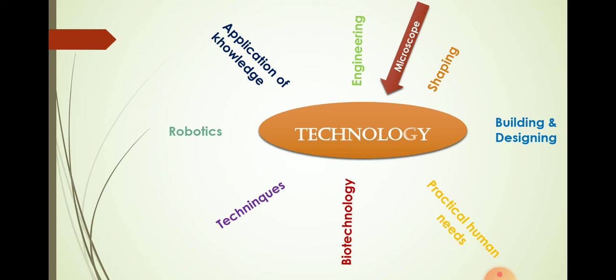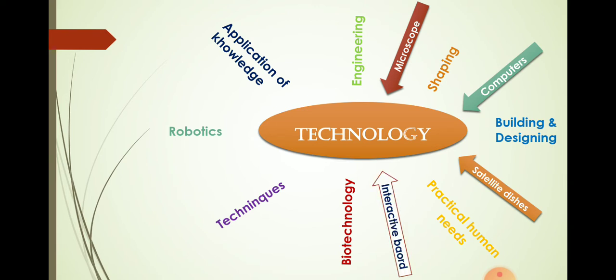We have, for example, the microscope, which is used for zooming in on very, very small things that sometimes we cannot see with our normal eyes. We also have computers, satellite dishes, and the interactive boards that are nowadays used in schools, which are practical in the field of teaching.